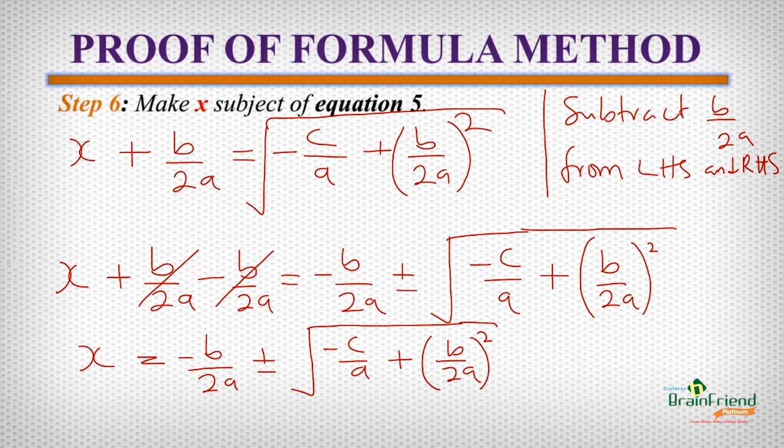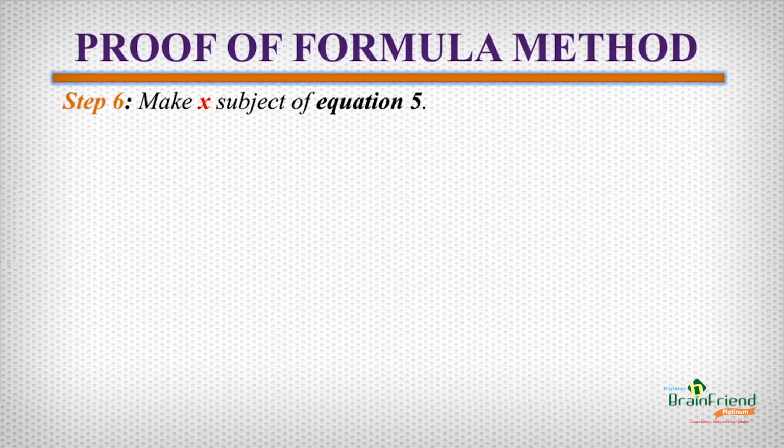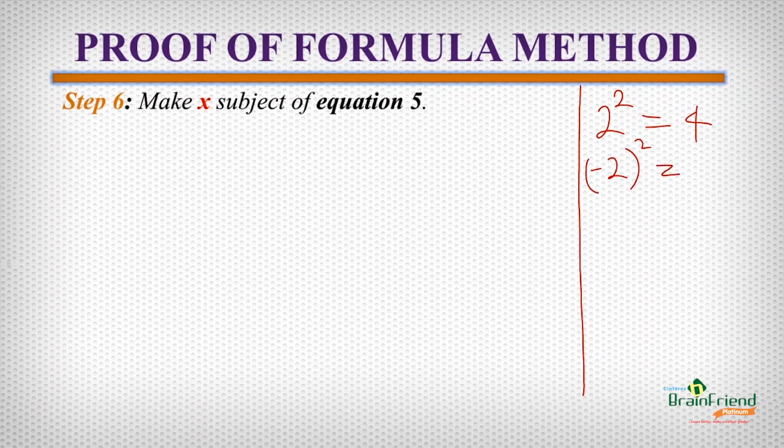I know you will be wondering why this symbol here. Remember that if we have 2 raised to power 2, it will give us 4, right? Also, if we say minus 2 raised to power 2, it will still give us 4, right? So that plus or minus is telling us that whether it's plus 2 or minus 2, when we square them, we'll still get 4. Okay, so let's continue.